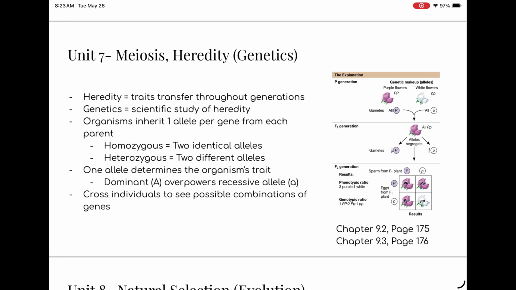Homozygous means that there are 2 identical alleles, and heterozygous means that there are 2 different alleles, meaning one is dominant and one is recessive. 1 allele determines the organism's trait. Dominant, which can be represented by a capital letter, overpowers the recessive allele, which can be represented by a lowercase letter. You can cross genotypes to see all the possible combinations of genes.